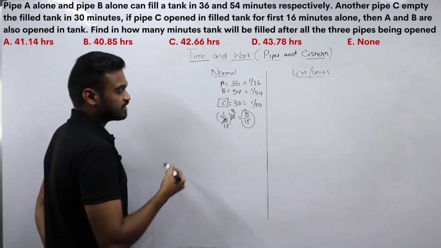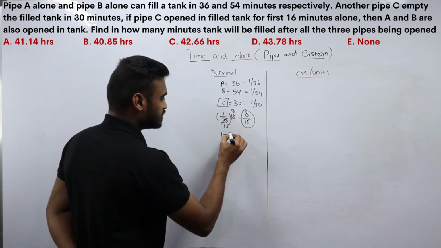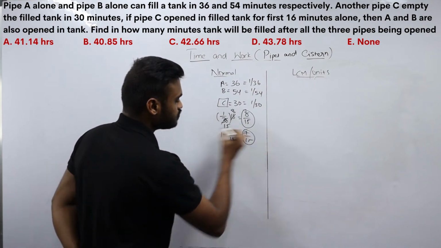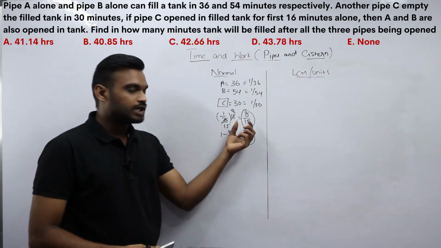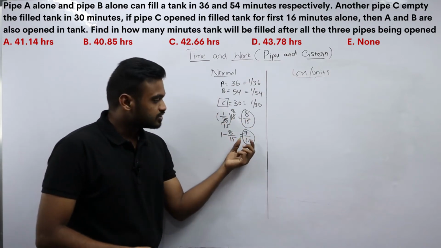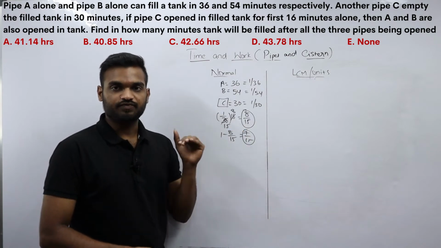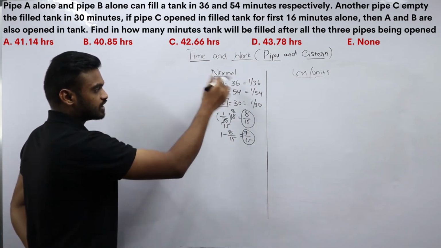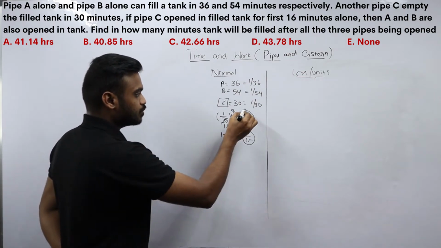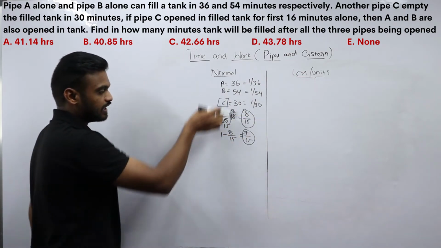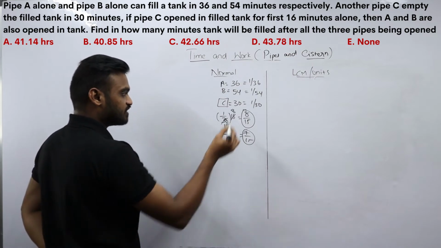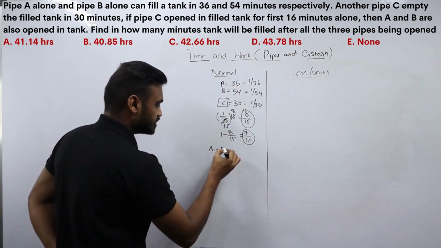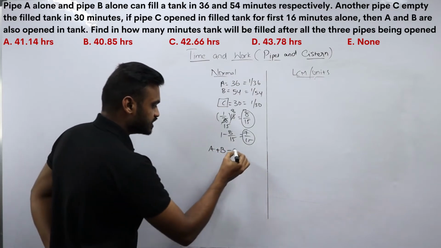So what is the part of the tank that is already full? 1 minus 8 by 15 equals 7 by 15. So C has removed 8 by 15th part of the tank, and now 7 by 15th part of the tank is already full. Now A, B and C, all three, are working together to complete this removed part. I will write here so that you can understand. Now after 16 minutes A and B are opened with C.